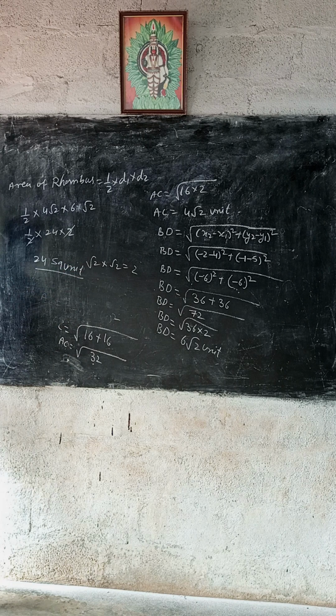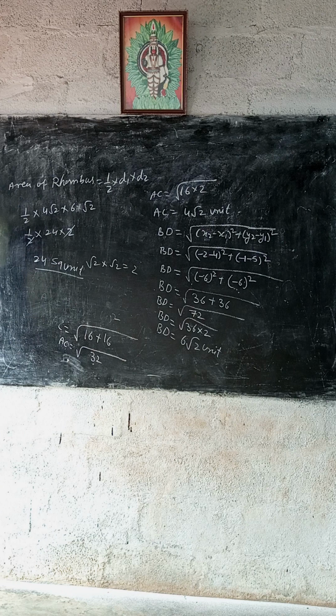So the area of the rhombus is 24 square units.